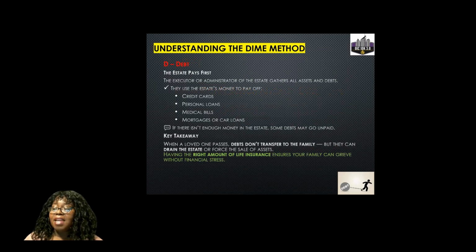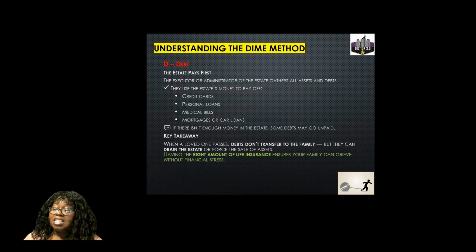So keep in mind when it comes to debt that the estate pays first. The executor or the administrator of the estate will gather all of your assets and your debts, and they will use the estate money to pay those off first: credit cards, personal loans, medical bills, mortgage, and even car loans.